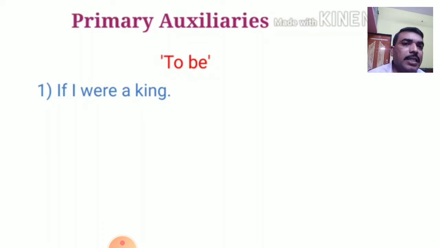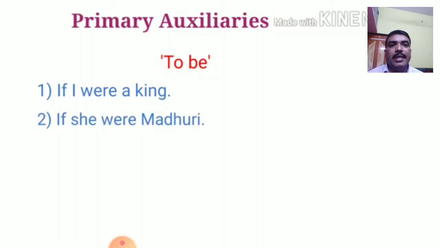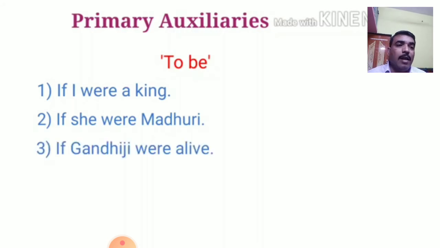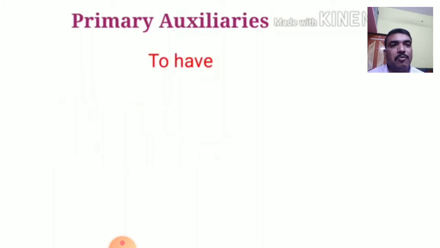If I were a king, in this sentence, were is used as the to be verb, right? And another sentence you will see here in the to be form of the verb: if she were Madhuri, right? Madhuri means Madhuri Dixit. If she were Madhuri. Actually, was should be used instead of were, but when we are trying to make an imagination, at that point of time we use if with were.